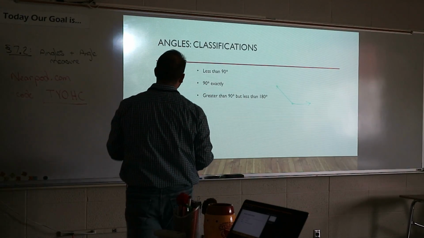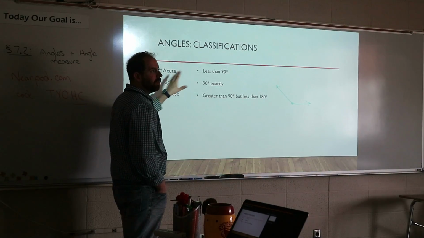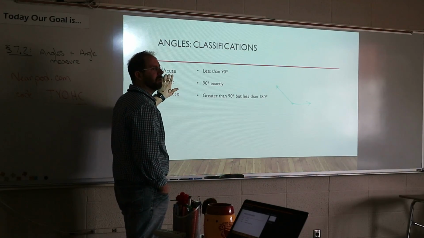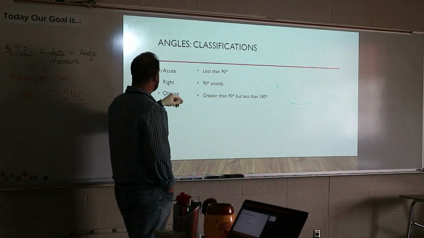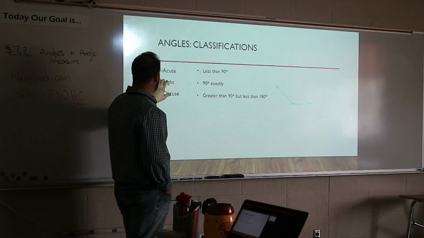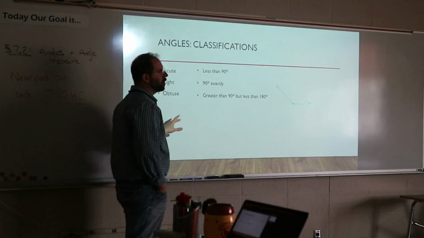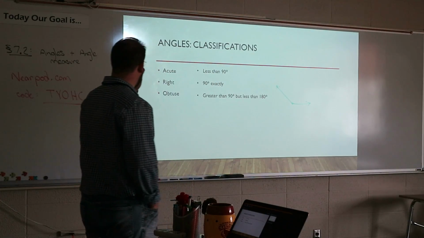How I remember this? Acute, I think of small, like a cute puppy. They're small. So that's how I remember it. Smaller than 90. It's almost like the R. It has a right angle at the very top. And then obtuse, I think of the word obese. Big, obese, obtuse. They start with the same two letters.